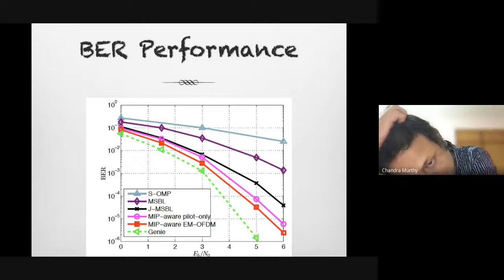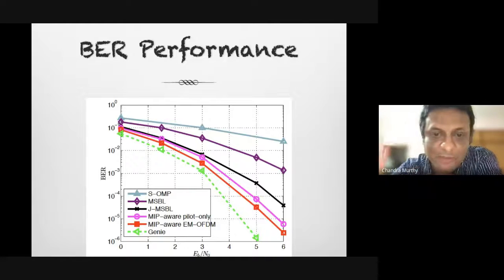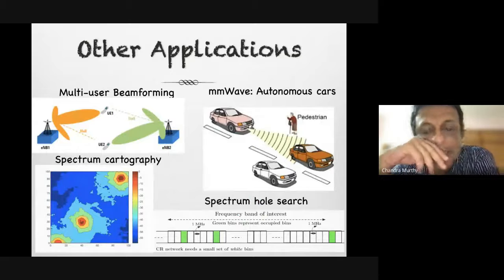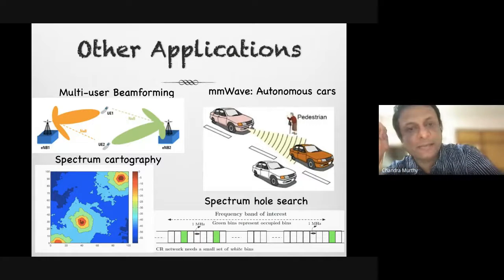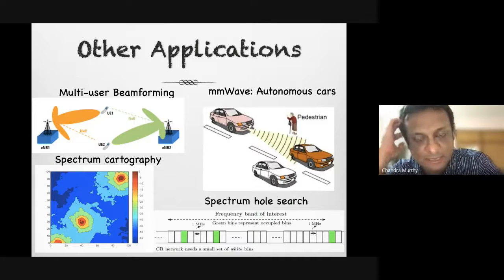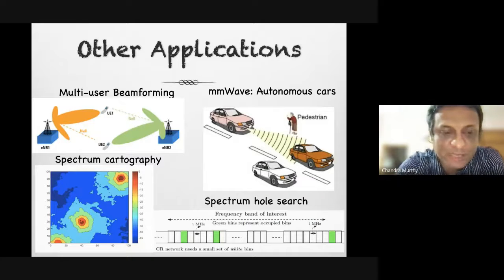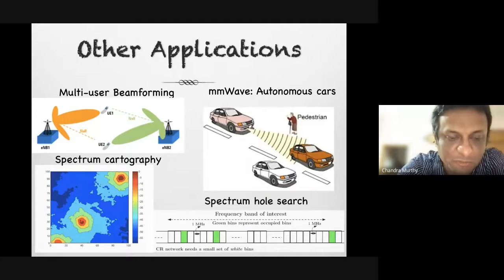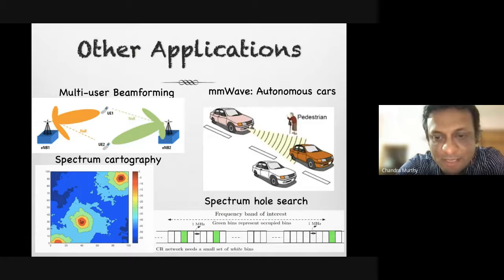This is a reiteration of the same point, but in terms of the BER performance. So I'll just go ahead. There are many other applications, like multi-user beamforming in the millimeter wave, autonomous cars, detection of multiple targets, spectrum cartography, which talks about the problem of mapping the spectrum usage over time and space, and spectrum hole search, for example, in cognitive radio applications, etc. And there are a lot of papers that you can find on the use of sparse signal recovery in many communications problems.